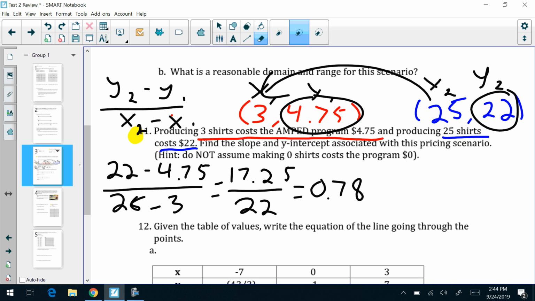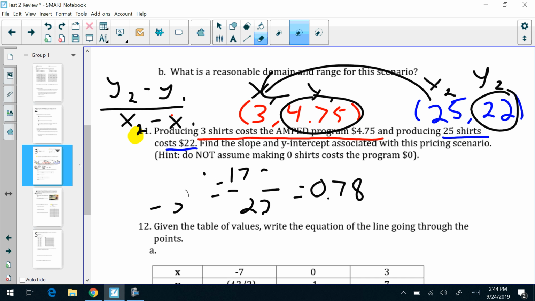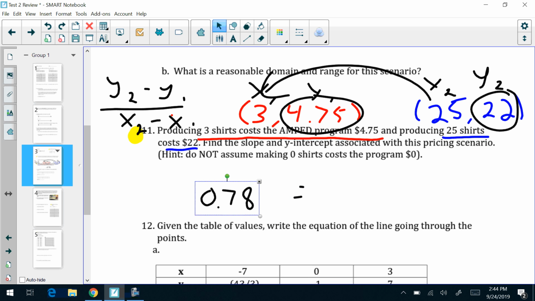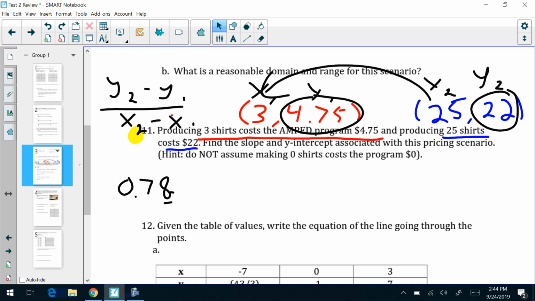So for the sake of space, I'm going to erase all my slope work. Well, I guess that didn't work like I thought it was going to. I'm going to move this over here. That's my slope.